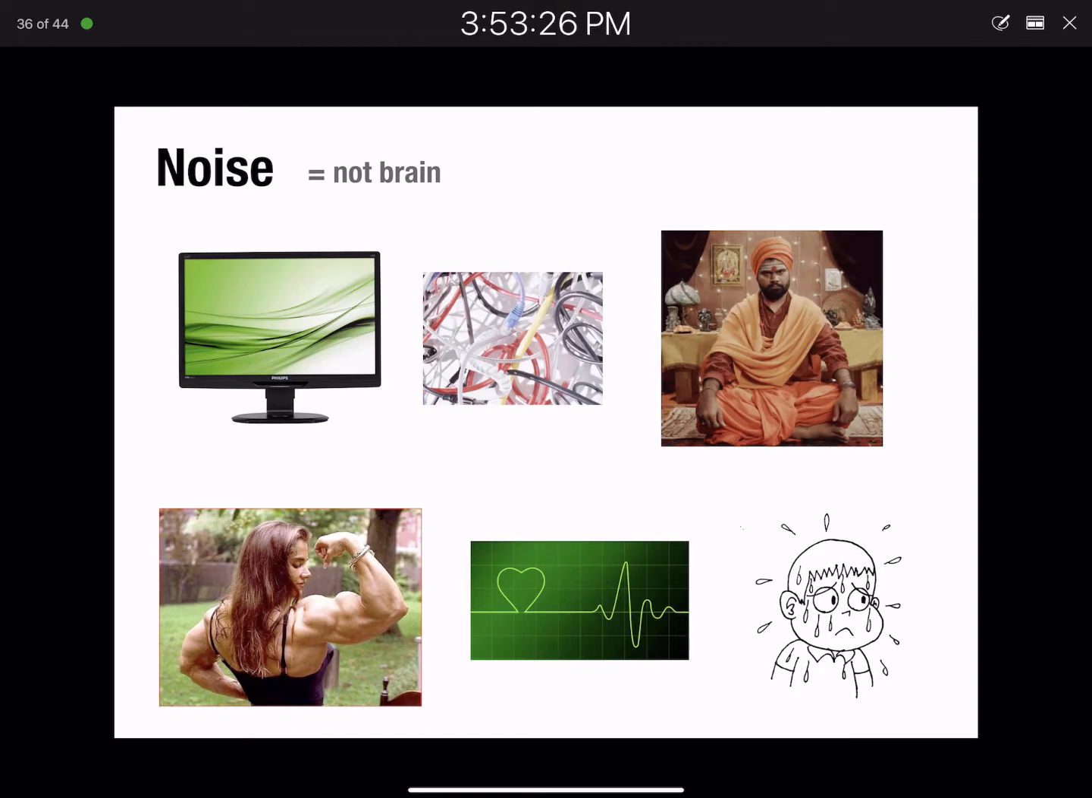Broadly speaking, we can define noise in EEG as anything that's not the brain.